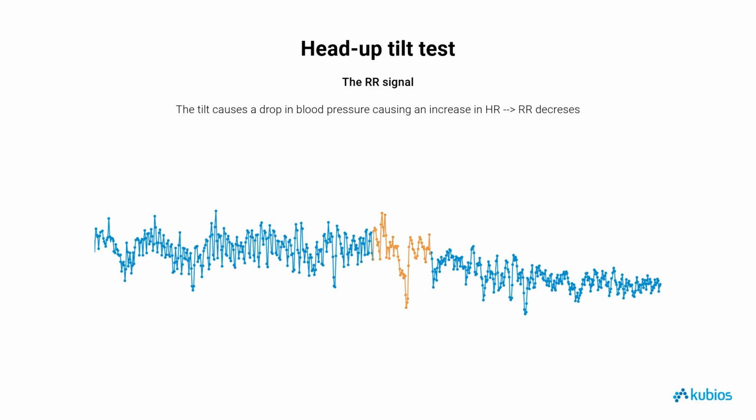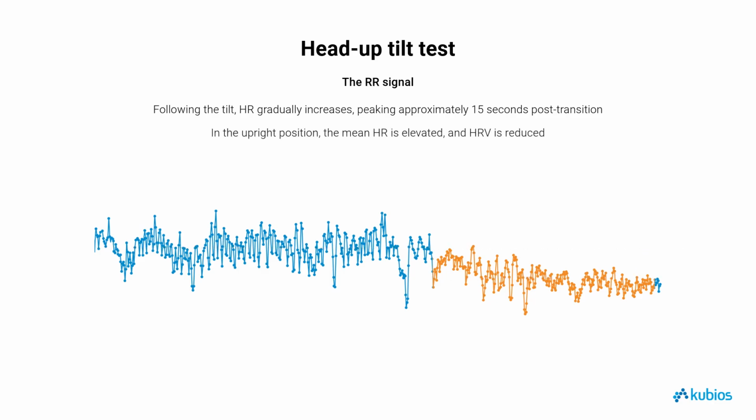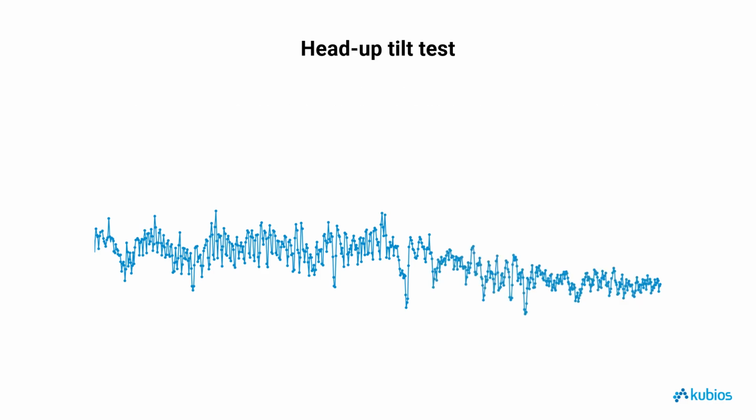To counteract this abrupt drop in blood pressure, the sympathetic nervous system is activated, resulting in an increase in heart rate and peripheral vasoconstriction. Following the tilt, heart rate gradually increases, peaking approximately 15 seconds post-transition. Subsequently, a new baseline is established as the sympathovagal balance stabilizes. In the upright position, the mean heart rate is elevated, and HRV is reduced, particularly in indices sensitive to parasympathetic activity, compared to the supine position.